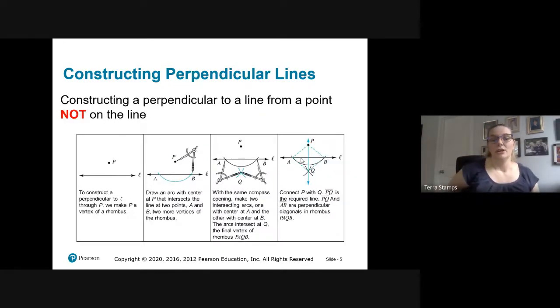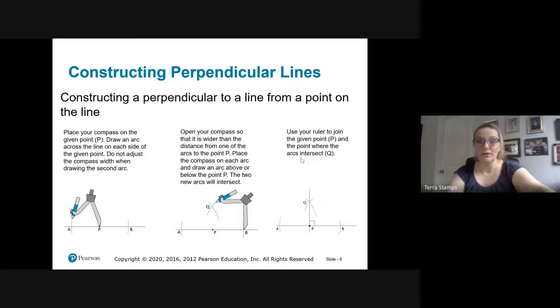Now, constructing perpendicular lines. There's going to be two different ways of doing this one. Now we've got the perpendicular bisector. That's a perpendicular line. Now you can see this one is constructing a perpendicular to a line from a point that's not on the line. You notice how we want the perpendicular line to go through point P. It's not on the line. The next one is constructing it from a point that is on the line.